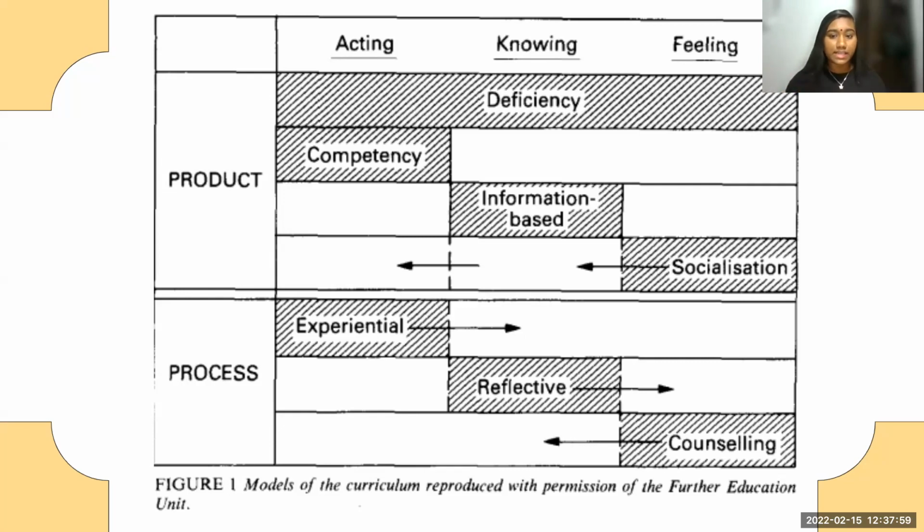So the competency is how they are going to act according to what the educator is teaching. How are they going to perform in the specific skill that the teacher wants the students to have? And then for the information-based part, what is the teacher presenting to the students, and how are they going to follow all the information presented to them? And then the socialization: how are they going to act according to what they have learned in society, in the environment?